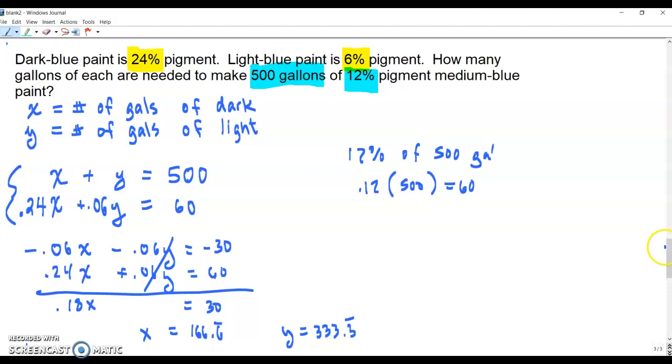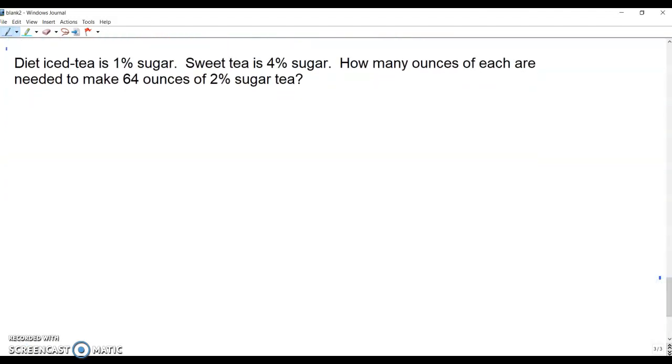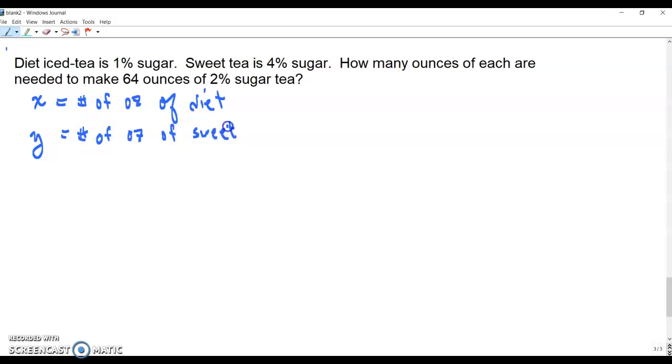We'll look at a similar example. Now I'm mixing tea, diet tea, which is only 1% sugar, sweet tea, which is 4% sugar. How many ounces of each are needed to make 64 ounces of 2% sugar tea? Okay, how many ounces? X is number of ounces of diet, and Y can be number of ounces of sweet. I need 64 ounces altogether, so X plus Y is 64.